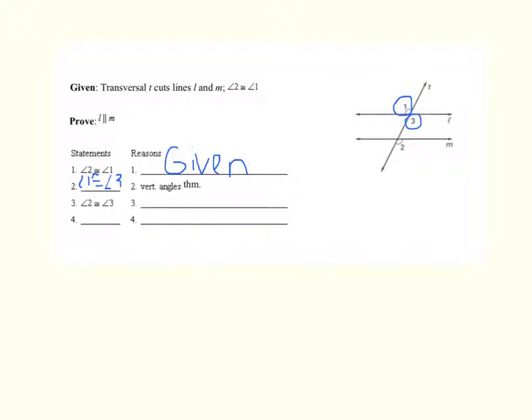And now this is where I said we have 3 congruent statements in a row, so we want to watch out. Angle 2 is congruent to angle 1. Angle 1 is congruent to angle 3. They both use angle 1. So if I make my third connection, angle 2 is congruent to angle 3. That is the transitive property. And now angle 2 is congruent to angle 3.